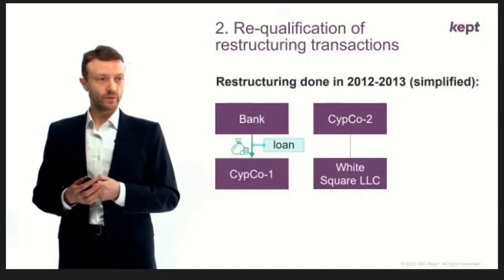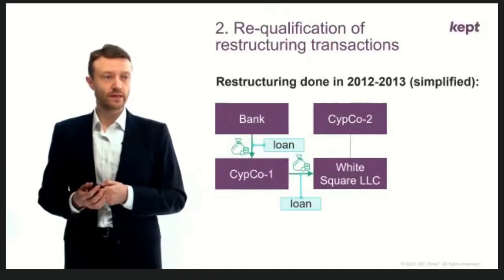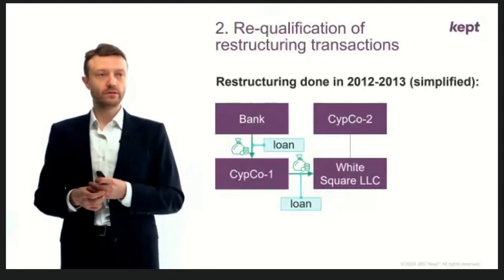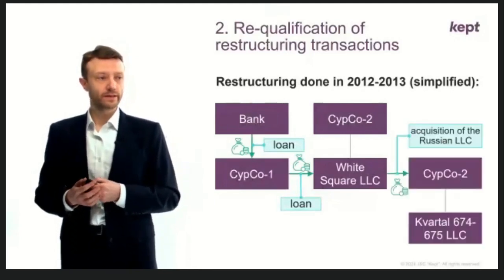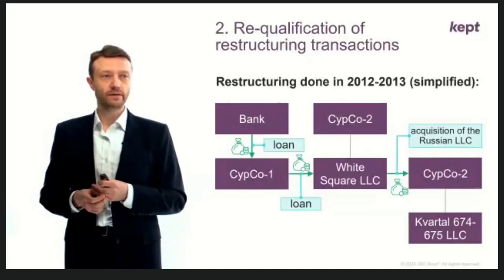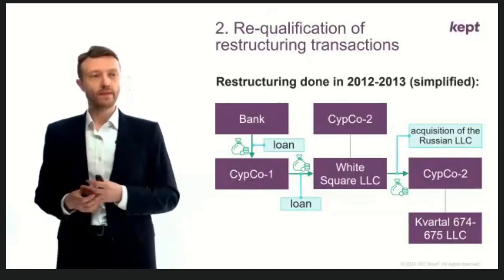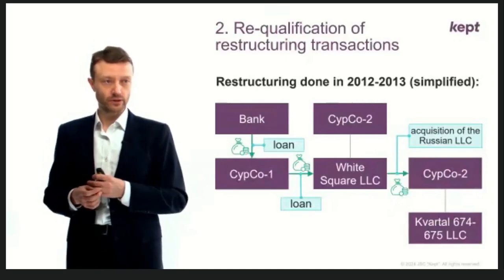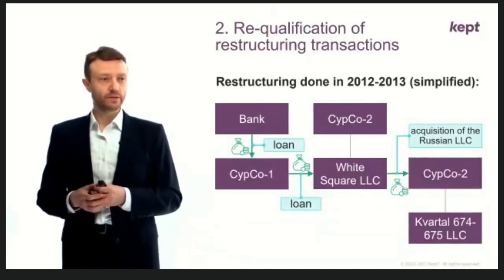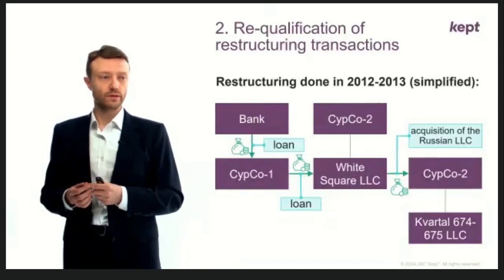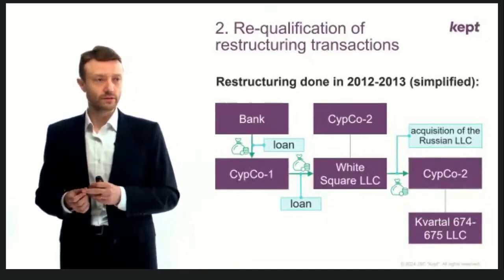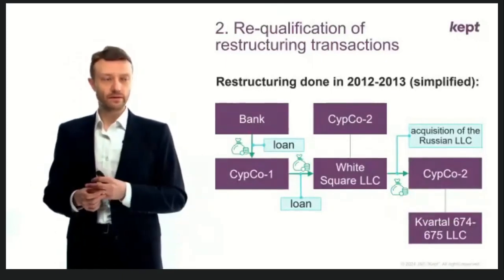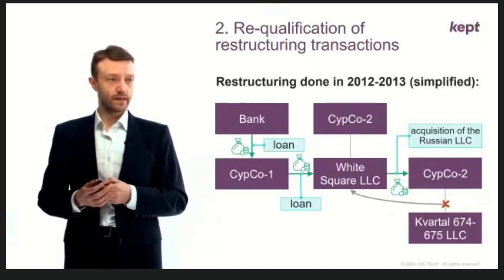There was a bank which provided loans to a Cypriot company, which ultimately lent to a Russian company, White Square LLC, which acquired a Russian subsidiary from another Cypriot company. So borrowed money was used to acquire a Russian company by another Russian company. Well, the Cypriot intermediary in the loan structure was not really necessary, and these days probably you're not going to see it because it was a Russian bank. But it doesn't matter if the bank provided the loan directly, the outcome would have been the same.